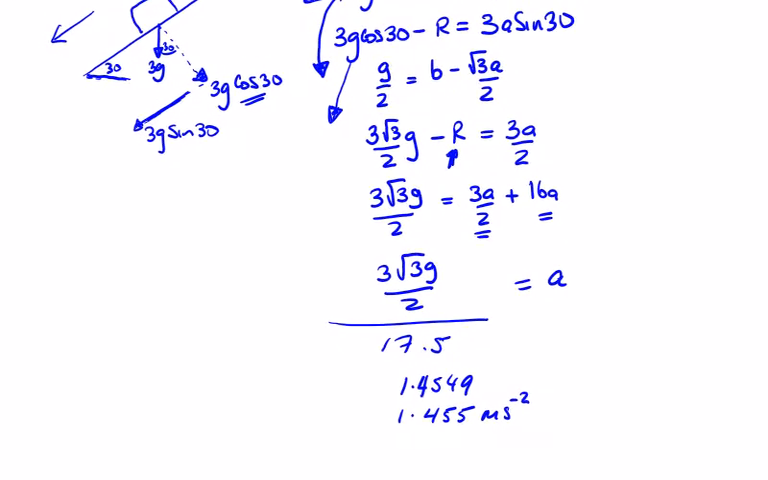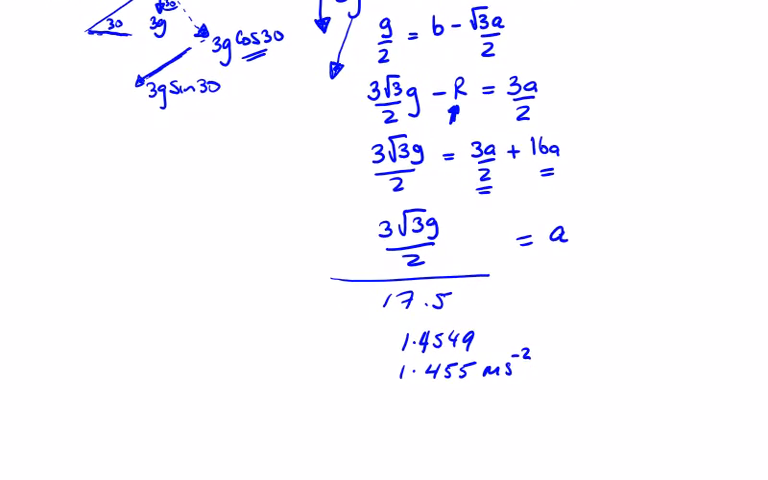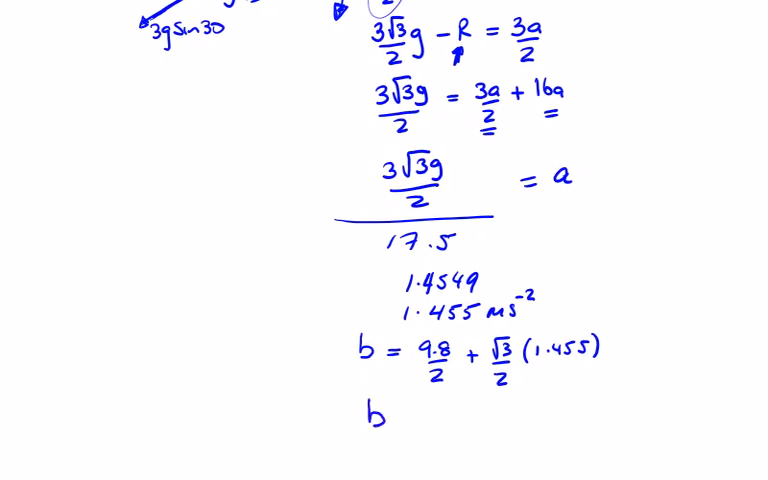That should help me get b. B up the top here we can see b is equal to 9.8 over 2, this one, plus root 3 over 2 times a, plus root 3 over 2 by 1.455. Tidying that up in our calculators, we're going to get b is equal to 6.16 ms to the minus 2.